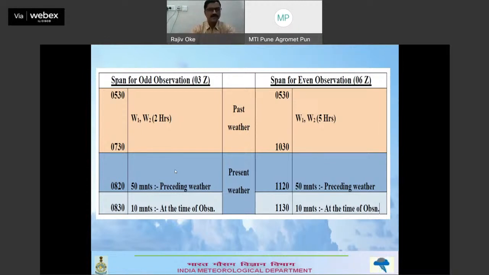Within 3 hours, 1 hour is your present weather, so 3 minus 1, 2 hours remain for past weather. Whereas for the evening observation, the span is 6 hours. Of these 6 hours, 1 hour is your present weather, and the remaining span of 5 hours is for your past weather. So depending on the time of observation, you have to report the weather group 7 WW W1 W2.